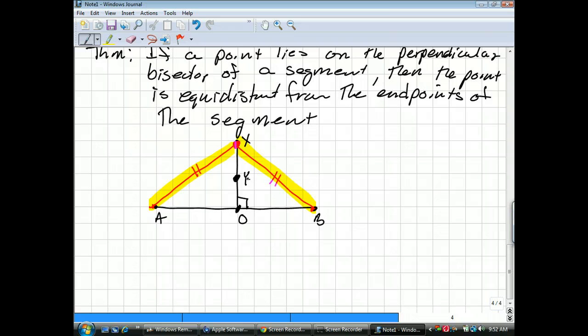It is on the perpendicular bisector. So therefore, according to the theorem, this distance has to be equal to that distance. So this equals this, okay? Point O is on the perpendicular bisector, and so AO has to be congruent to OB. Well, we already know that because by definition of perpendicular bisector, O is the midpoint of AB. And O is on the perpendicular bisector. So that means any point on this is the same distance from A as it is from B.